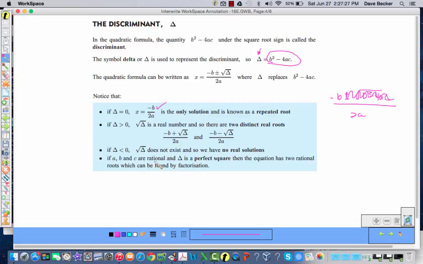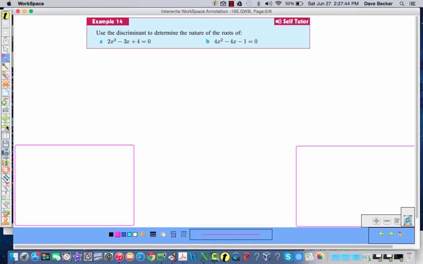And if a, b, and c are rational, and delta is a perfect square, then we could have two rational roots, which we could have solved easier by factorization. So you should always check to see if you can factor a quadratic first. Okay. Use the discriminant to determine the nature of the roots of 2x squared minus 3x plus 4.